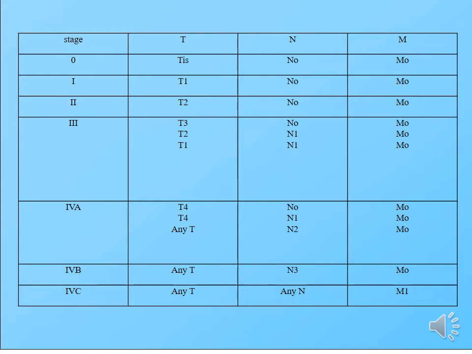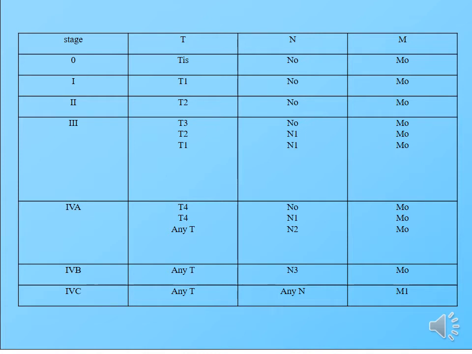Stage 2, we have T2, meaning the tumor size is between 2 to 4 cm. And again, we have no lymph node metastasis and distant metastasis. Stage 3, we have three categories. Either T3, meaning more than 4 cm in diameter with no lymph node metastasis or distant metastasis, or T2 with lymph node N1 and no distant metastasis, or T1 again with lymph node N1 and no distant metastasis. We go to stage 4. We divide it into three categories, stage 4A, stage 4B, and stage 4C.